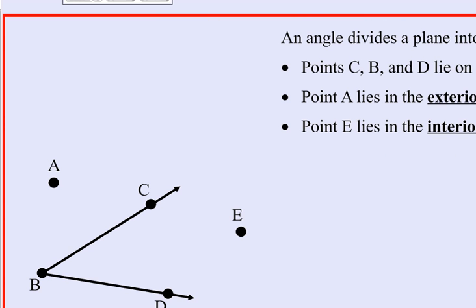So an angle divides a plane into three distinct parts. Points on angle CBD lie on the angle. A lies on the exterior of the angle. E lies on the interior of the angle. This is because, of course, the arrows indicate that it keeps going. E is going to be on the inside, A is going to be on the outside. There's no point where A ever comes inside of that angle.